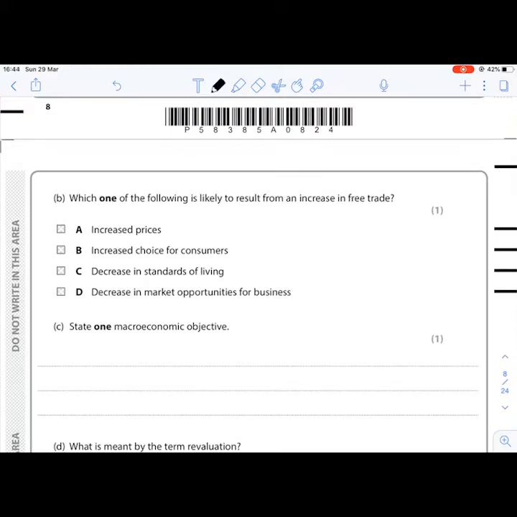Now, what this does is it means that these farmers can continue to operate. And if they can continue to operate, it means that they're going to continue to supply their products because they are receiving money in free trade. And this means that there will be an increased choice for consumers. So the answer would be B.